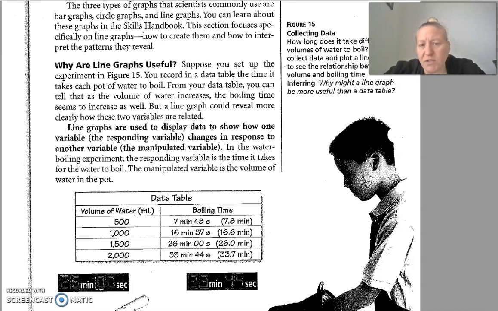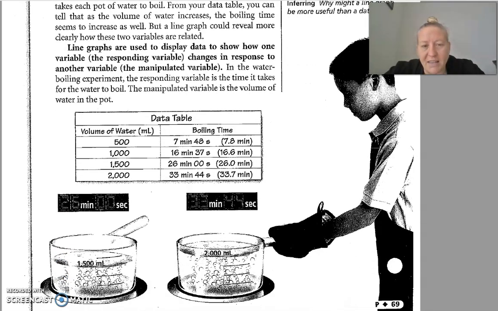Line graphs are used to display data to show how one variable, the responding variable, changes in response to another variable, the manipulated variable. In the water boiling experiment, the responding variable is the time it takes for the water to boil. The manipulated variable is the volume of water in the pot.